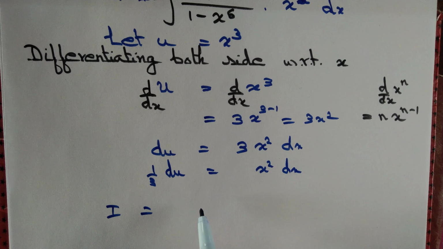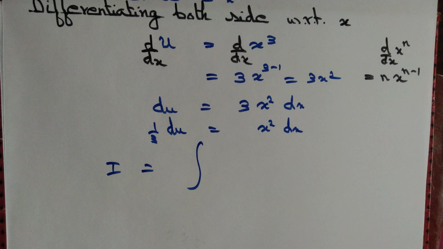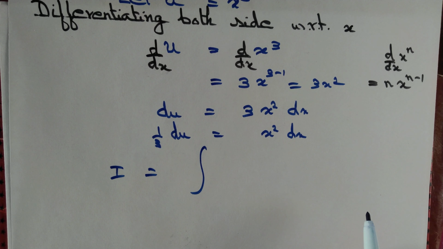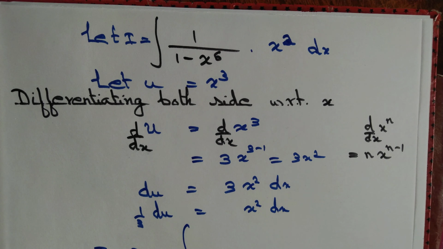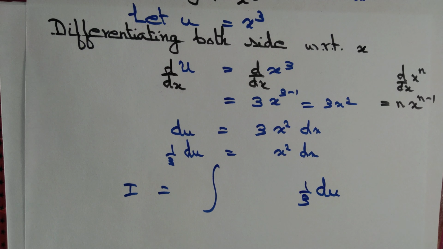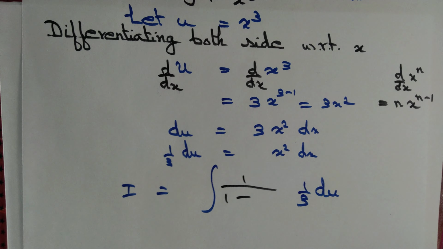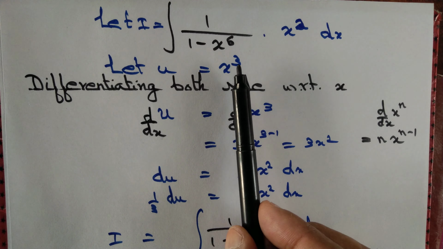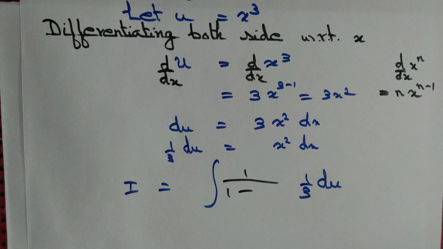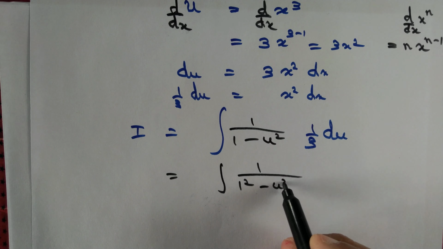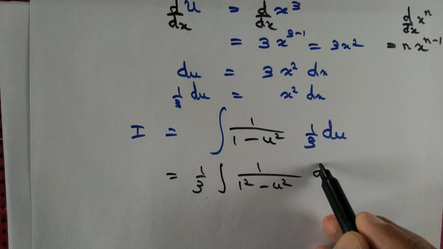And so I equal to integration of x squared dx, which can simply be written as 1/3 of du. What about the other expression? 1 by 1 minus x to the power 6. But x to the power 6 is x cube whole thing square, and x cube is just u, so u square. 1 by 1 minus u square. Can we integrate it? Yes, it is a standard expression. Integral of 1 by 1 square minus u square, 1/3, that's a constant, du as it is.